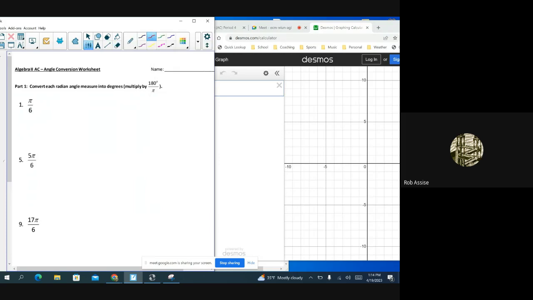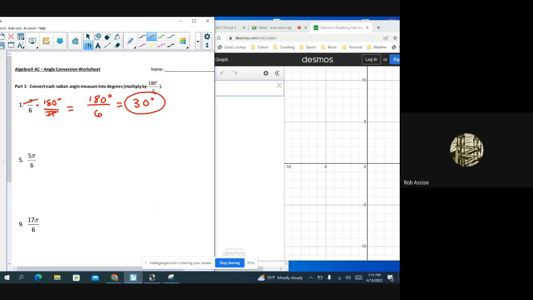So to start, I have this pi over 6. I'm simply going to multiply this by 180 degrees over pi. And when I do that, the pi's will cancel. So that just leaves me with 180 degrees over 6, which simplifies to 30 degrees. And that is all that is needed there.